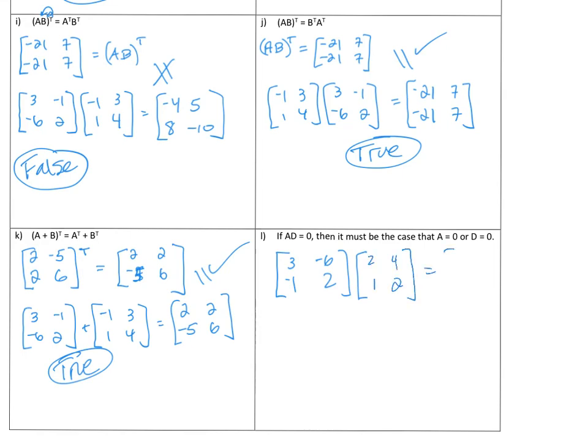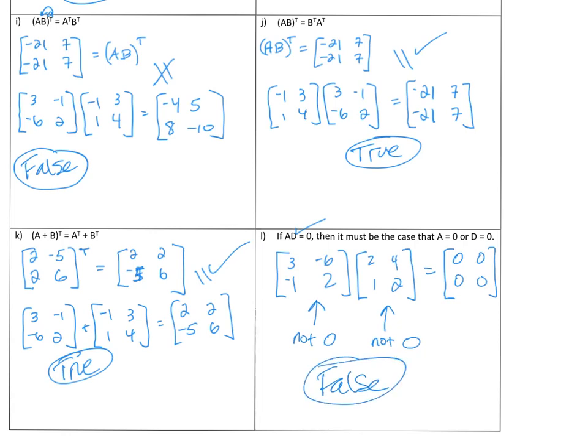Okay, so I multiply A and D. I'm expecting to get 0, the 0 matrix. So 3 times 2 is 6, -6 times 1 is -6, so 6 and -6 is 0. And then I get 12 minus 12, -2 plus 2, and -4 plus 4. Yes, so A times D is 0, but neither A nor D were 0. So this is false.